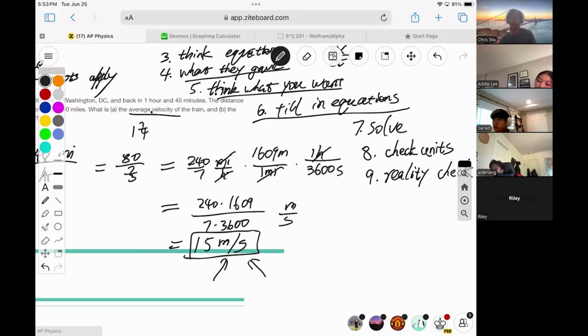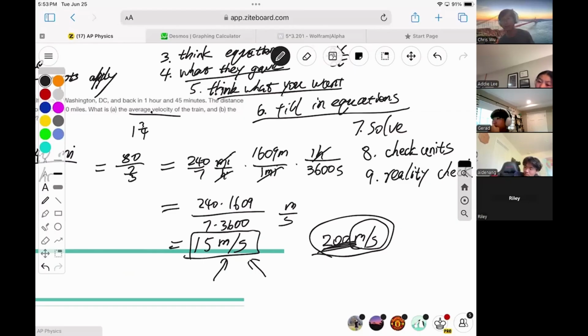But if I got an answer like 200 meters per second, that every second is 200 meters. 200 meters is how many feet? Like 600 feet. Every second the train is moving 600 feet. And I know I got the right unit and everything, but this number can't be right. There's no way for that to be true.